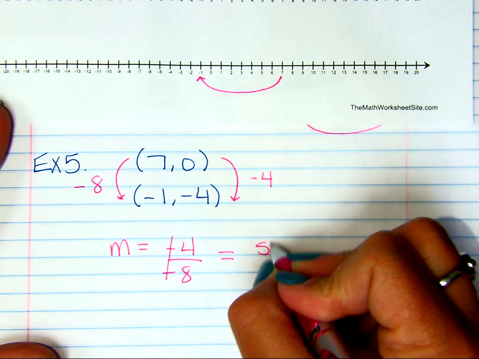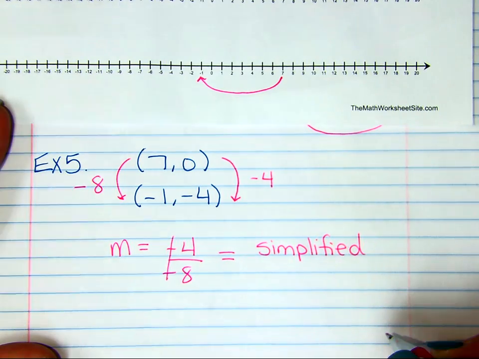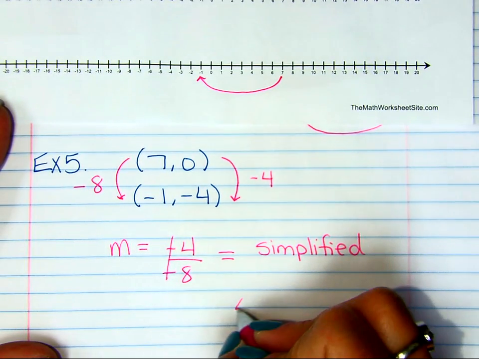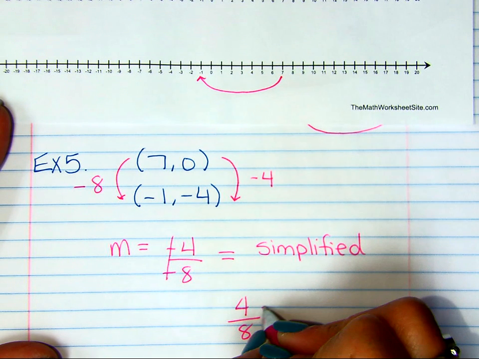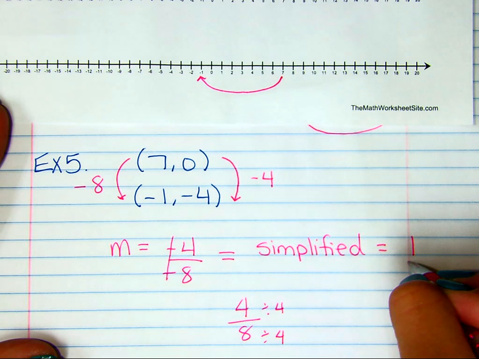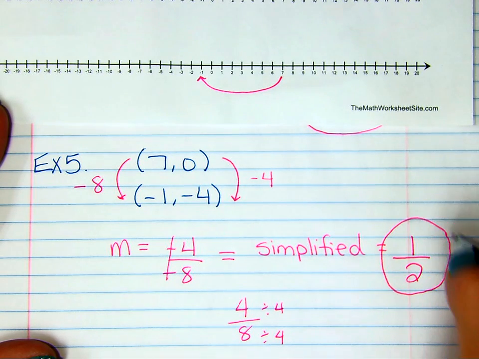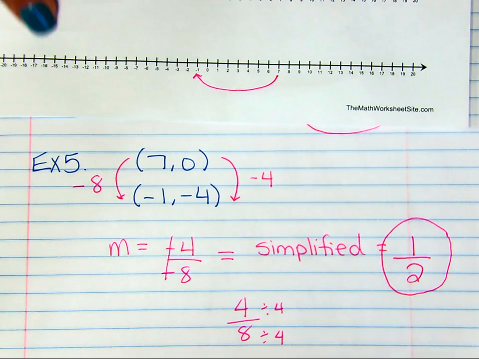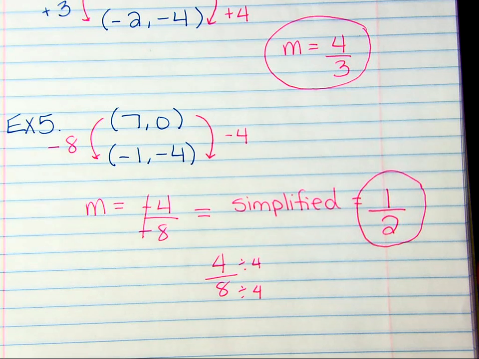If you have a negative on the top and bottom, they cancel out. Slope should always be a simplified slope. And 4 over 8 can be reduced. 4 goes into both of them. If you divide both by 4, you end up with 4 divided by 4 is 1, 8 divided by 4 is 2. This slope is 1 over 2.